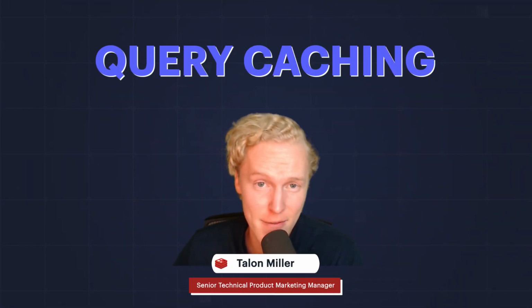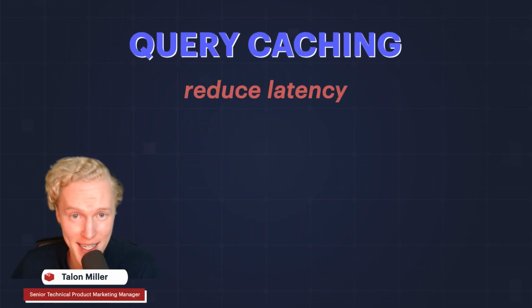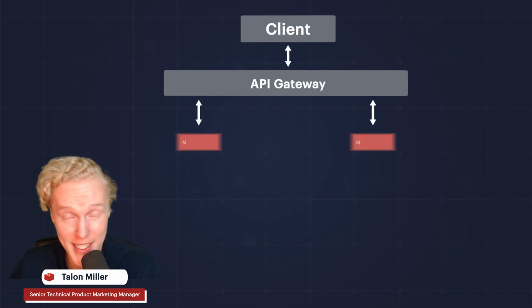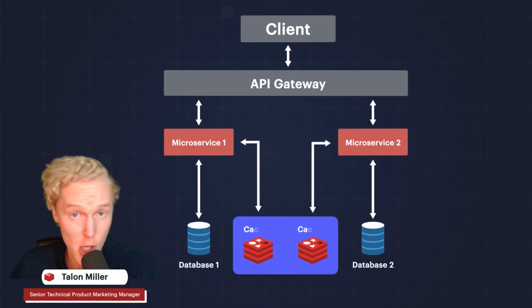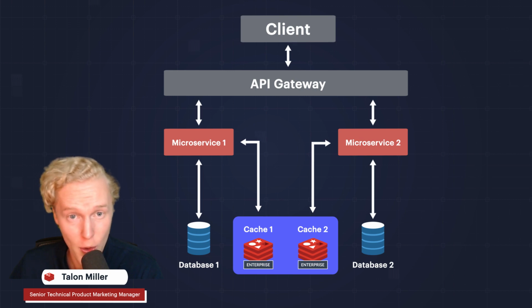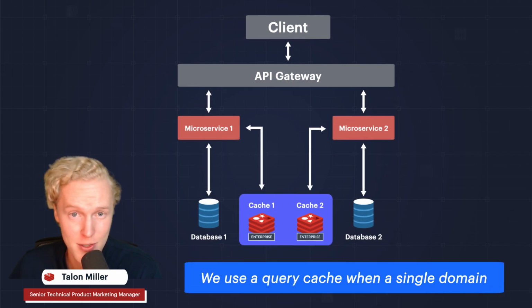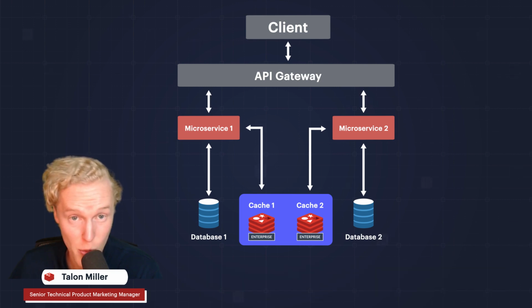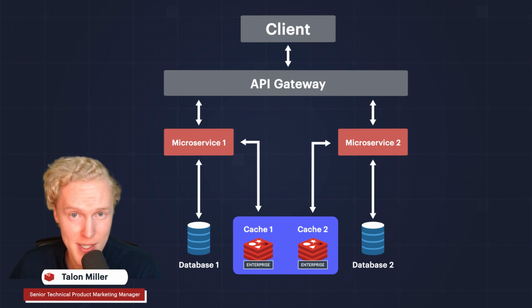As I said, this is a very popular way to reduce latency and increase speed and performance in microservices-based architecture. It's pretty simple, actually. We are caching a record needed for a single domain so that the data is always hot, serving the microservice much quicker than an RDBMS or disk-based NoSQL database. At the same time, increasing the number of operations per second. We use a query cache when a single domain needs increased performance of operations and reduced latency. So it's really for any microservice that has a slow database. With that, let's turn to the demo.